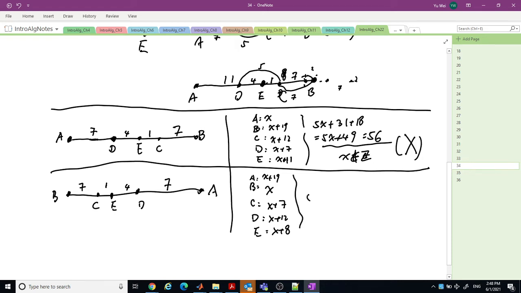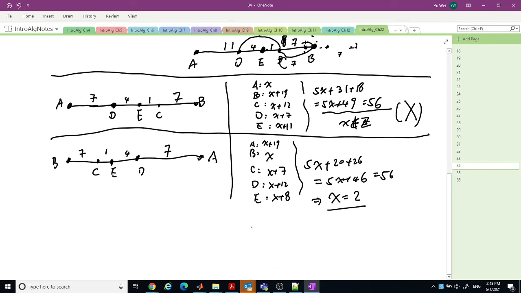And let's say this case is 5X plus 20 plus 26, equal to 5X plus 46, equal to 56, right? So now we can say X equals 2. If X equals 2, now we solve the E: X plus 8 is 10.